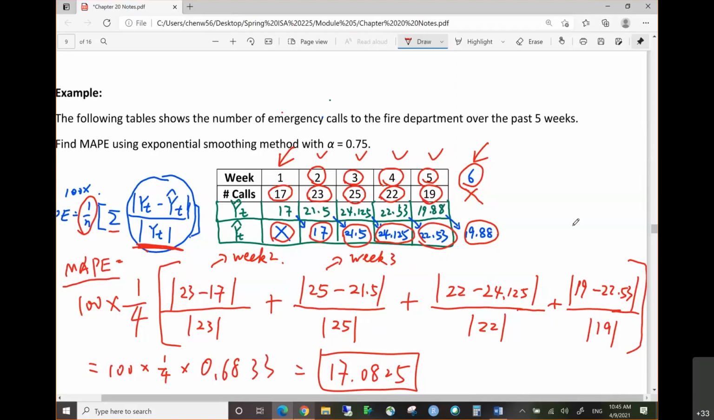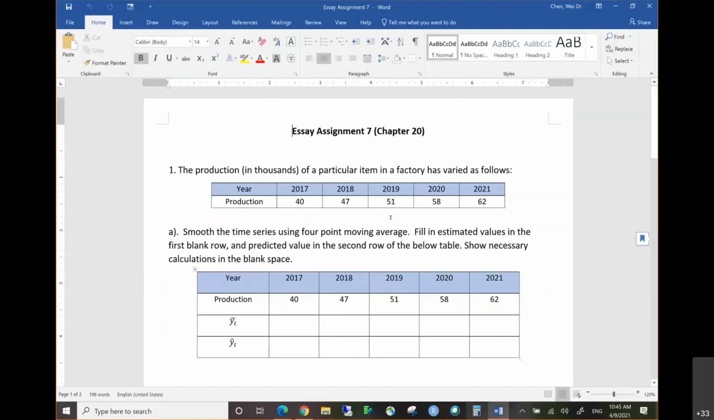I think that will be it for today. I want to leave the regression part for the next week. So now I will give you time to complete your essay assignment 7, so that you have time to talk with your team members during the weekend about your project 2. Just work on the essay assignment and let me know if you have any questions.